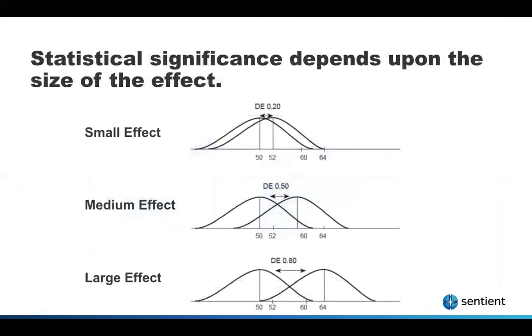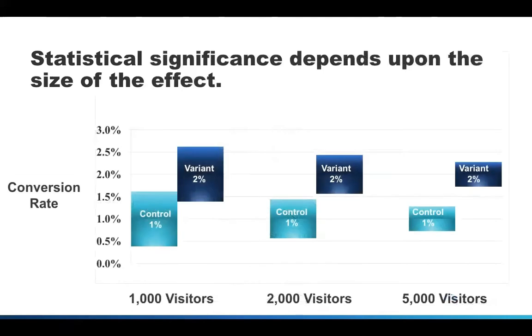The next thing is that statistical significance depends upon the size of the effect. Now, these interpretations come from the academic literature, and what academicians, in particular a guy named Cohen in this case, said is, well, look, there are small effects, medium effects, and large effects, and depending upon the effect size, that's going to affect how easily we can find statistical significance.